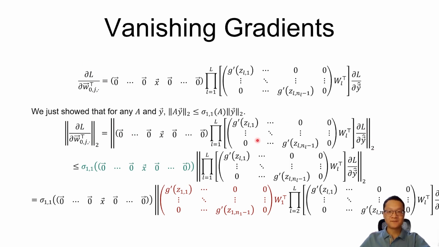Next, we're going to notice that everything on this side, so everything except for this matrix, which is everything inside a product and partial L partial Y hat, that's just a vector. So basically we have a matrix multiplied by this whole thing, which eventually will just be a vector. So that's why we can actually bring this part out. Now this is the A part of this property, and this whole thing is the y part. So this whole two norm is the two norm of Ay, and that should be less than or equal to sigma 1 1 of A, which is this matrix here, times the two norm of the vector y, which is this entire thing here. Okay, so that's the first step. Even though things look very complicated here, we simply have a matrix times a vector. And all you have to do is to keep in mind, what is the vector? What is the matrix?